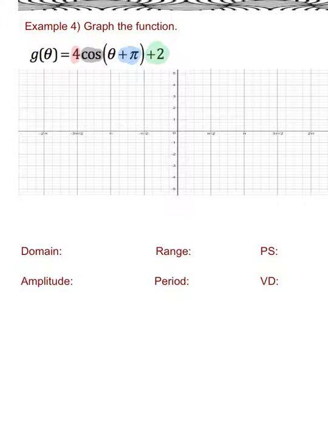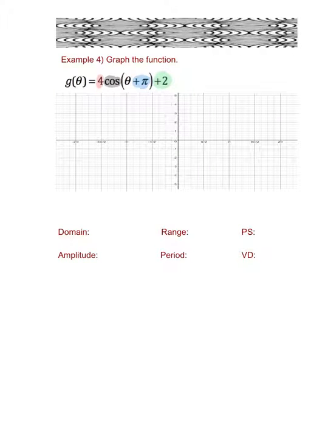So at this point, if you're feeling comfortable with the amplitude change, I would say go ahead and start thinking about, but instead of graphing the parent function first, I would go ahead and graph 4 cosine of theta. So I would go ahead and make that amplitude 4. If this is throwing you for a loop, then graph the parent function first and then do the amplitude change.